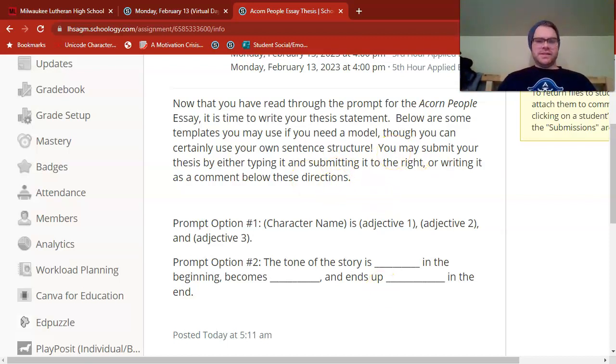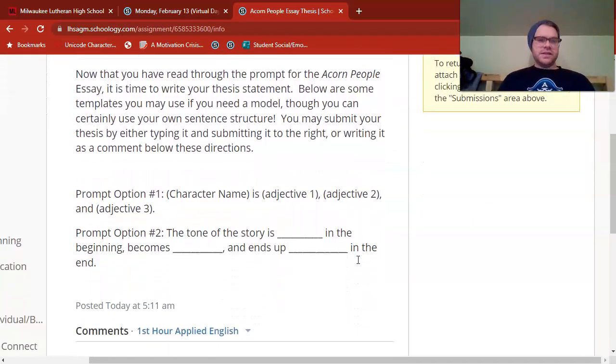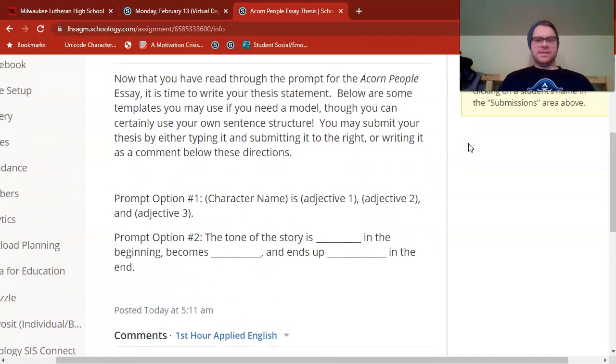Two ways to submit your thesis. You can either submit it to the right. So if you look on the right here, you should see a button that says something like upload file or upload submission. I think there might even be a spot there where if you click it, it allows you to type out your thesis on a document and submit here, or you could just do it in Word Online and upload it here, or even just handwrite yours and upload a picture here. That works for me. You'll also see that I've actually enabled comments on this one as well. So if you want to write your thesis statement in the comment bar below so I can comment on it that way, that works too. Either way works with me, but it does have to be in complete sentences.